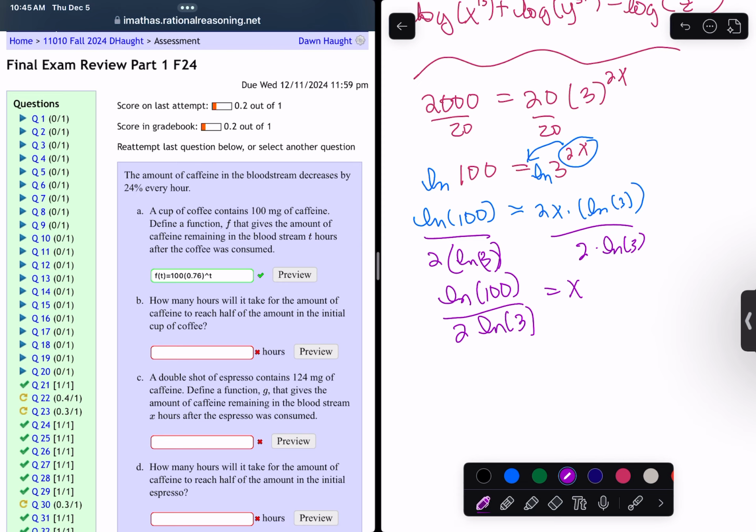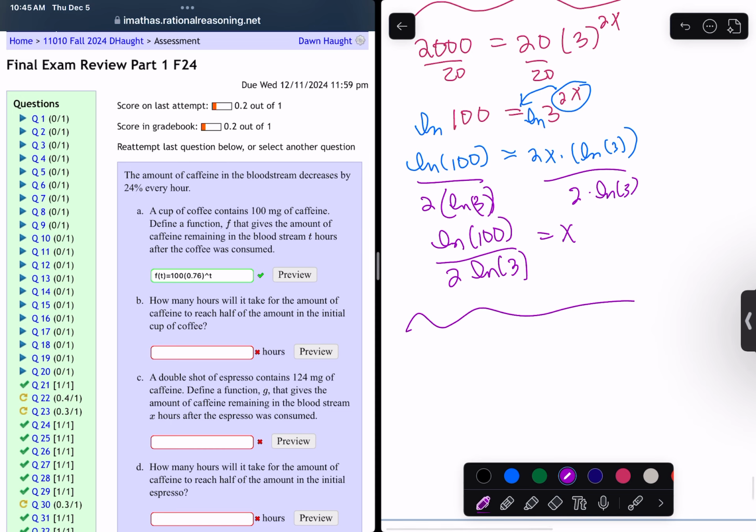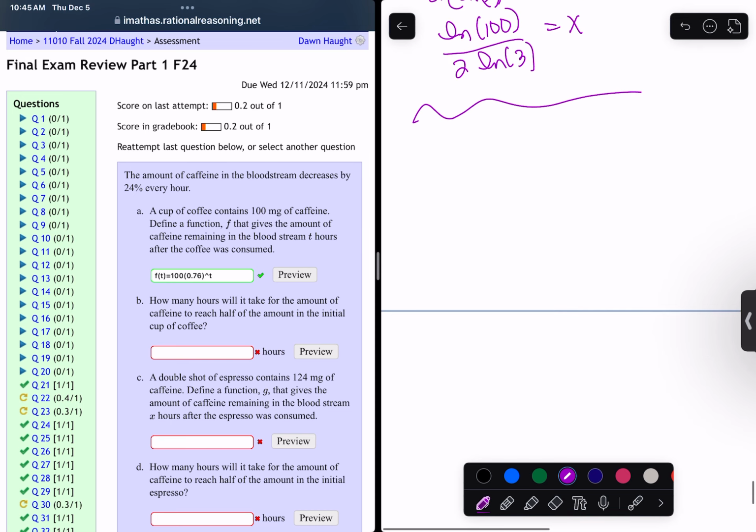How many hours will it take for the amount of caffeine to reach half of the amount? Okay. Now, we're going to do exactly the same technique we did in the last question. But what's half the amount? Half the amount is 50. So we know 50 is 100 times 0.76 to the t. Now, what did I tell you in the last equation? This front number is divided off. You divide it off, 50 divided by 100. It should be half the amount. So when is that 0.76 to the t going to equal half? It's exactly the same procedure we did last time.